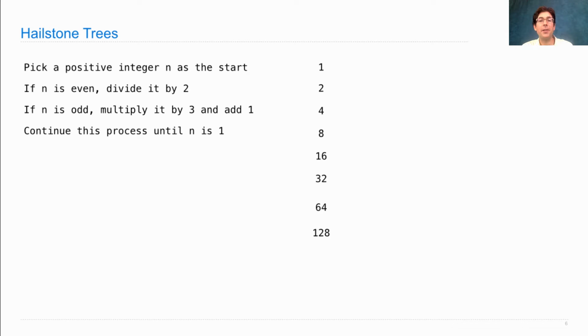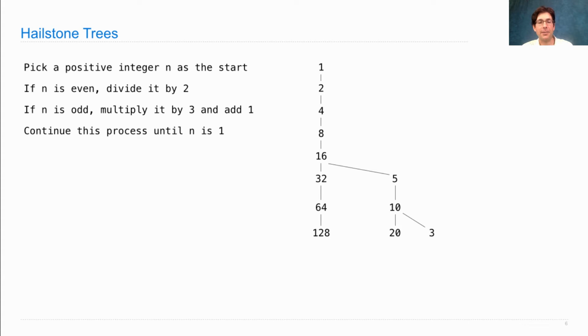But actually, there's another way to reach 16. You can reach it from 5. 5 times 3 is 15 plus 1 is 16. So the tree encodes all the different ways of reaching some number from some other number. Now what about 5? You can reach it from 10, which you can reach from 20, but there's another way to reach 10, and that's from 3.